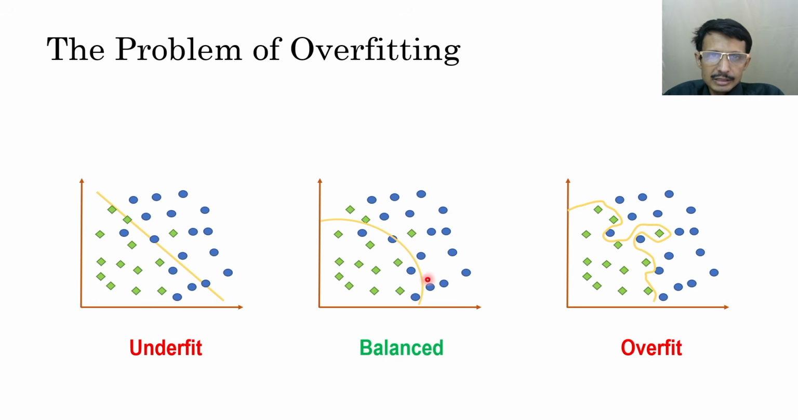Now here is a similar problem for a classification task. This is a very simple model that is not good even for these data points, but this one is somewhat balanced. That is a good fit, but this one is a very complex curve and overfits. So as a whole, this is a very visual illustration of the problem.